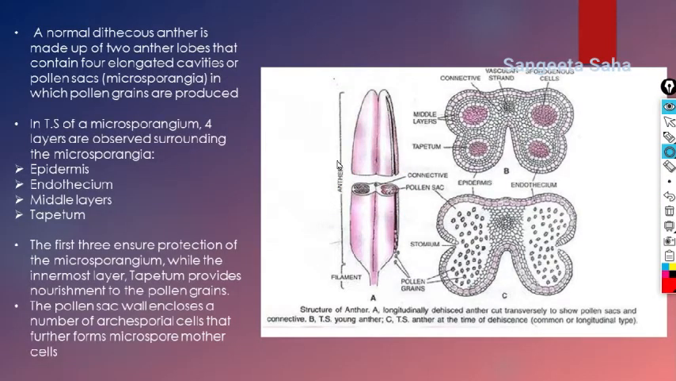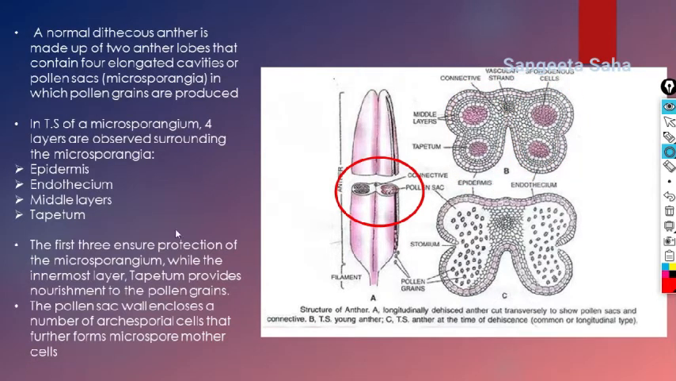We have already learned about the dithecous anther. In this dithecous anther, if we make a transverse section, we are going to have a picture like this. Here we see that the dithecous anther has two lobes, this one lobe and this is another lobe.